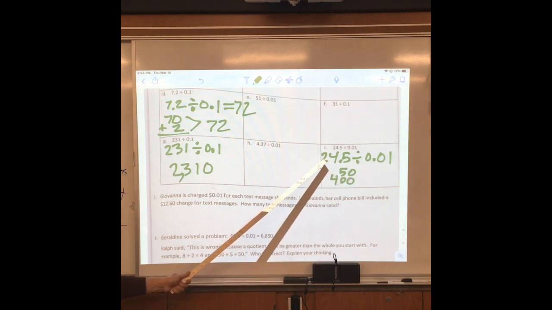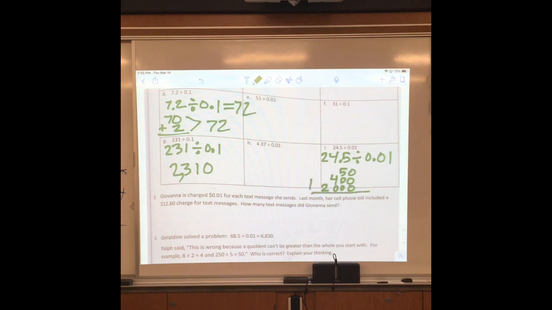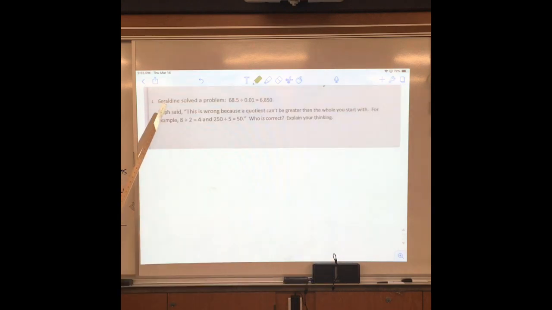Nice work. And how many pennies would we have in $20? Well, we would have 2,000 pennies. And we can add these all together. 0, 5, 4, 2. So how many pennies did we end up with? We ended up with 2,450 pennies, or hundredths. It says Geraldine solved the problem.